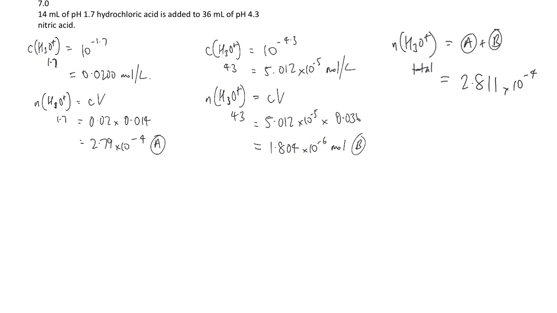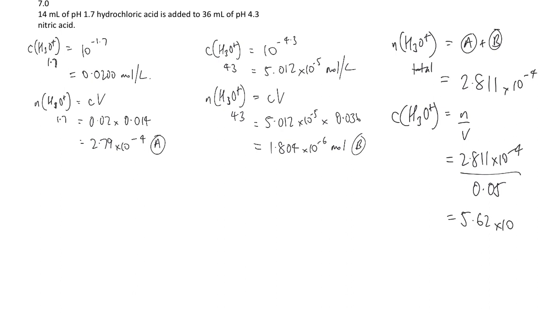All right, so now that you've got the total there, you can go work out the concentration of H3O plus, which will be equal to n on V, which will be equal to 2.811 times 10 to the negative 4 over, now remember, we've got to add the volumes together. That always catches kids out. So that's going to be 0.05 because it's going to make 50 mils in total, right? And so that's going to be 5.62 times 10 to the negative 3 mole per liter.